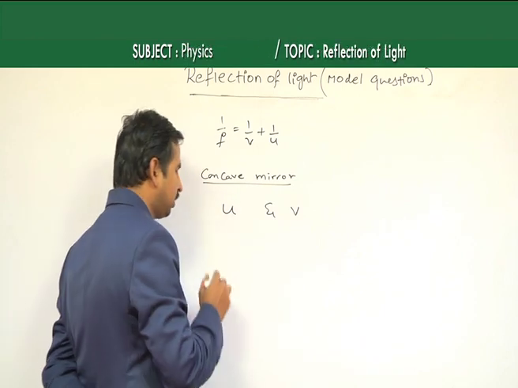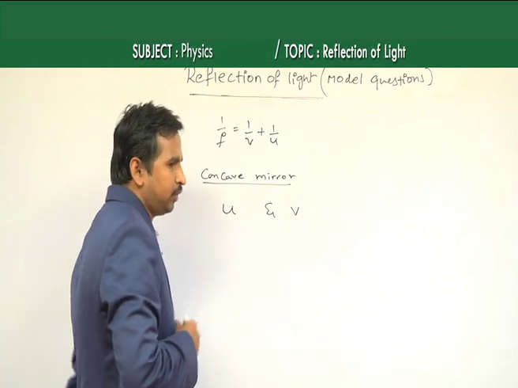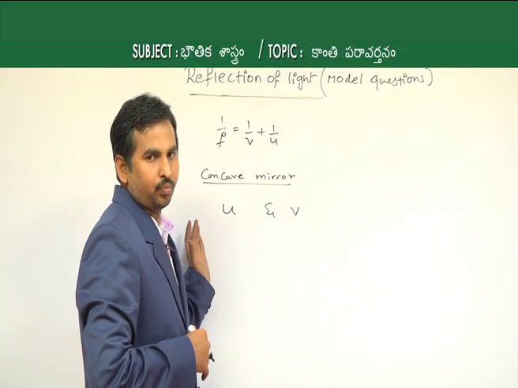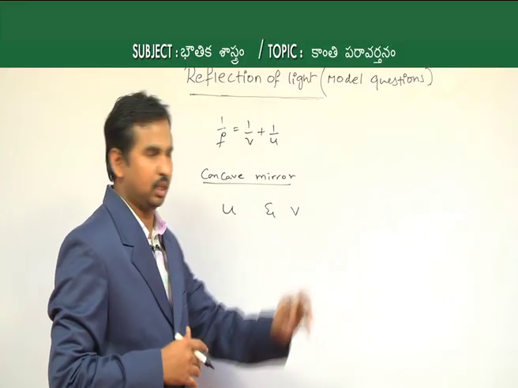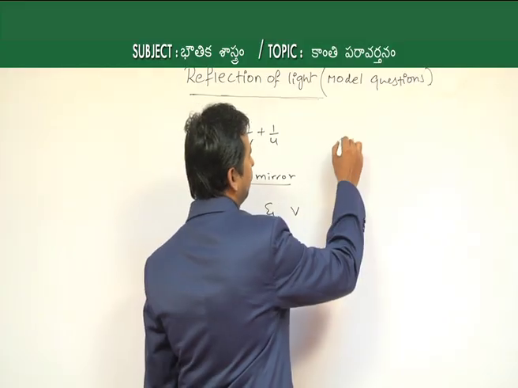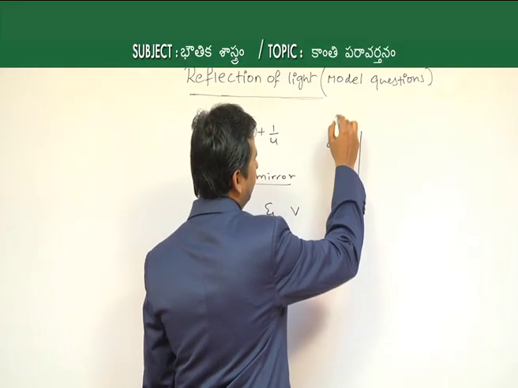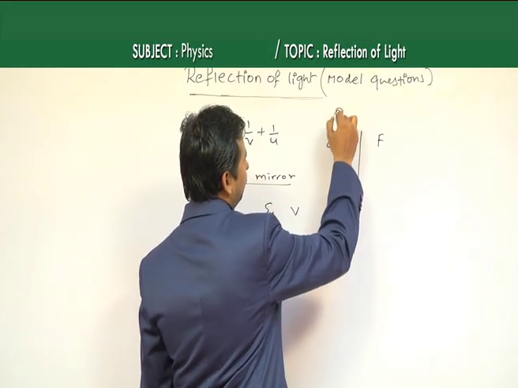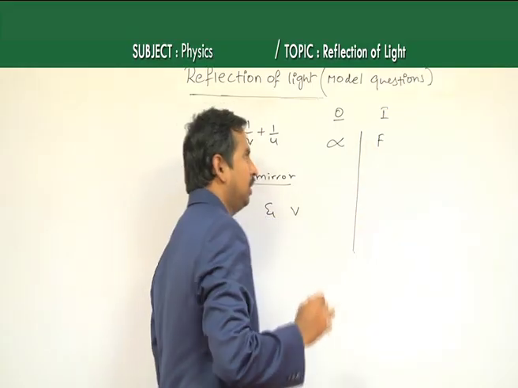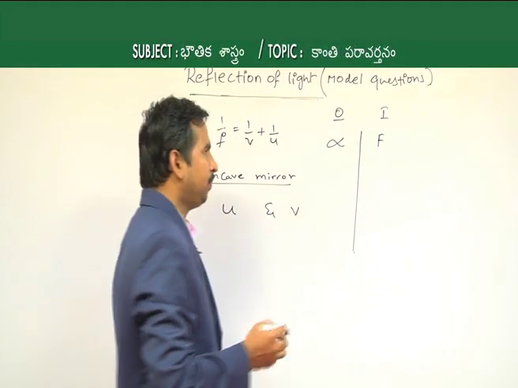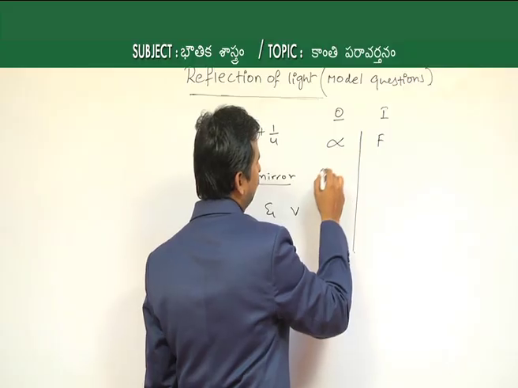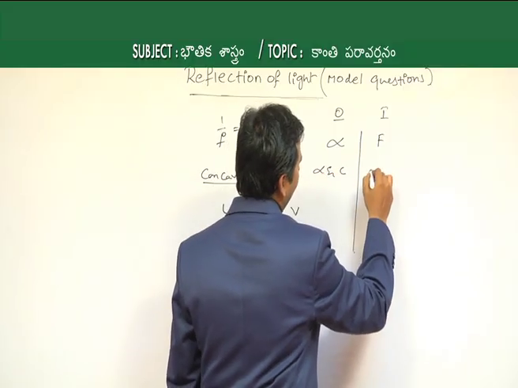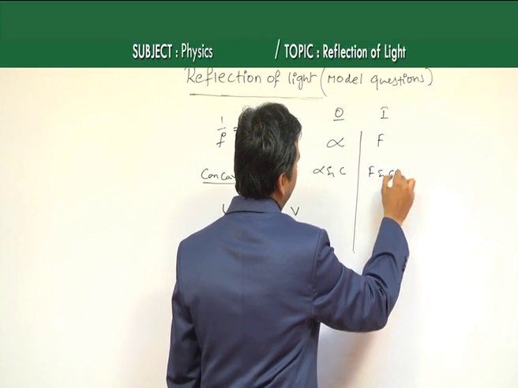Whenever you are increasing the object distance, we saw in the ray diagrams that when the object is at a far distance, if the object is at infinity, then the image we get is at f, the principal focus. Object at infinity, image at principal focus. And beyond C, between infinity and C, the image comes in between F and C.